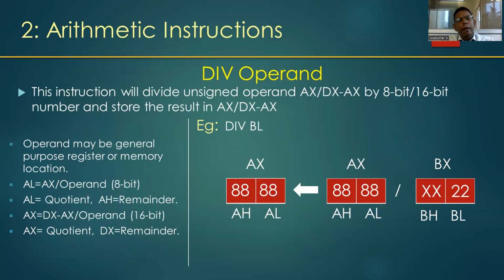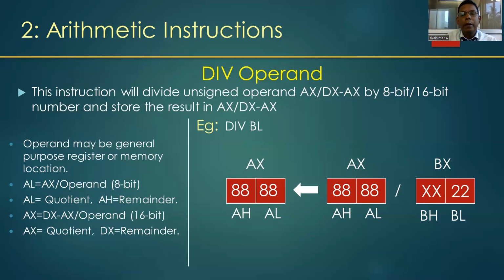Now the division instruction. This instruction will divide the unsigned operand, DX:AX, by the operand. The dividend is an 8-bit or 16-bit number, and the results are stored in AX or DX:AX. The operand may be a general purpose register or a memory location. The AL or AX will be the operand. For an 8-bit operand, the result will be stored in the AX register. AL will contain the quotient and AH contains the remainder. For a 16-bit operation, AX contains the quotient and DX contains the remainder.